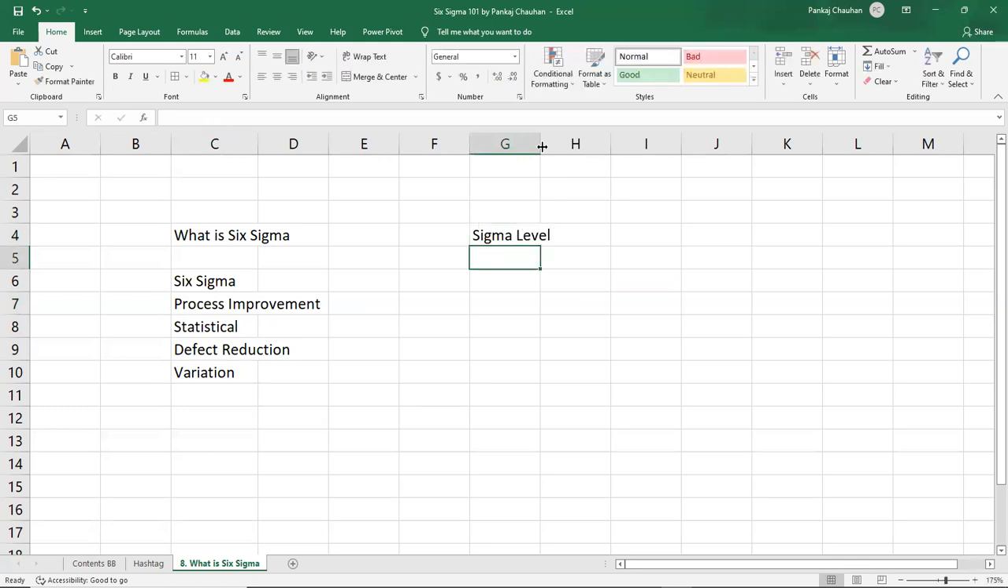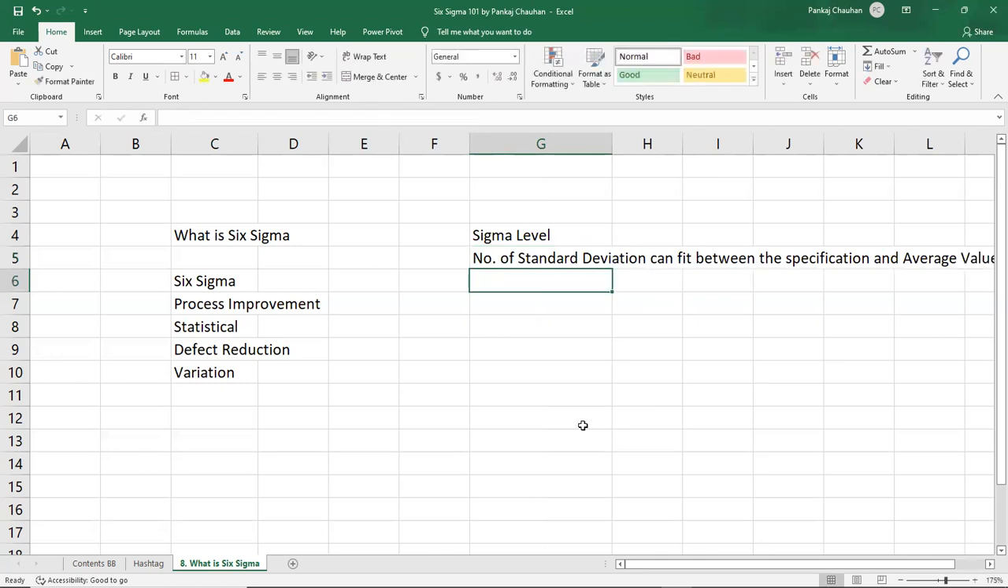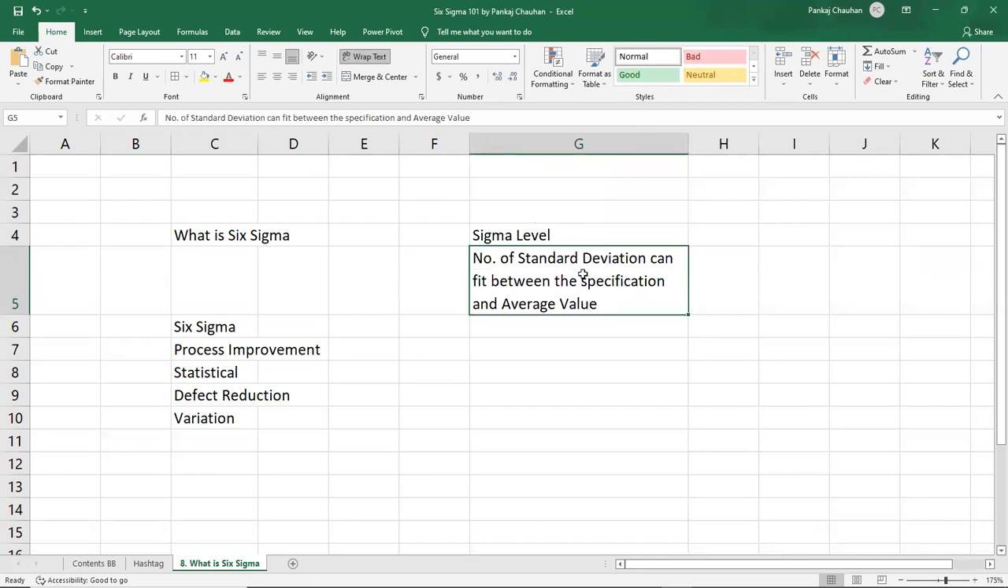of any process, if you want to find out or calculate it, is the number of standard deviations that can fit between the specification and the average value. You know, standard deviation is the unit of measurement of variation, which I explained in my last sessions. And that number of standard deviations that can fit between the specification and the average value is your sigma level.